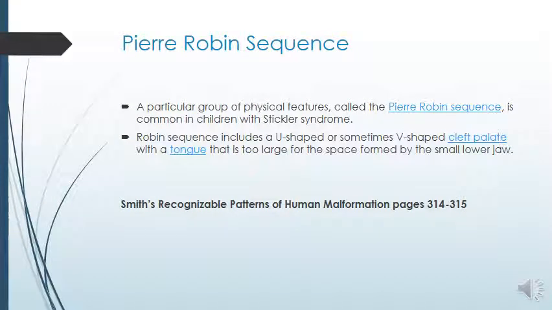A particular group of physical features called the Pierre-Robin sequence is common in children with Stickler syndrome. This sequence includes a U-shaped or sometimes V-shaped cleft palate with a tongue that is too large for the space that is formed by the small lower jaw. Please go to pages 314 to 315 in Smith's Recognizable Patterns of Human Malformation, and you can read about the Pierre-Robin sequence.